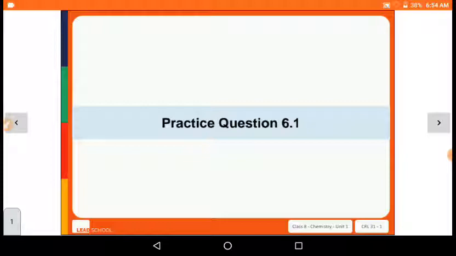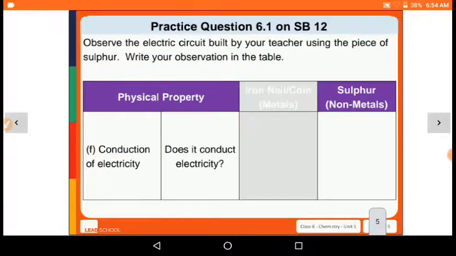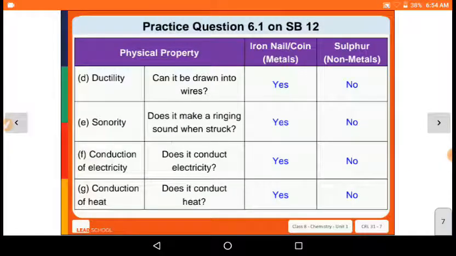So we saw the difference between metals and non-metals, and there were 3-4 exceptional cases, and based on that we completed 6.1 with A, B and C. Now let's complete D, E, F and G. So we saw luster, hardness and malleability of a metal coin and sulfur. So now we will see ductility and sonority.